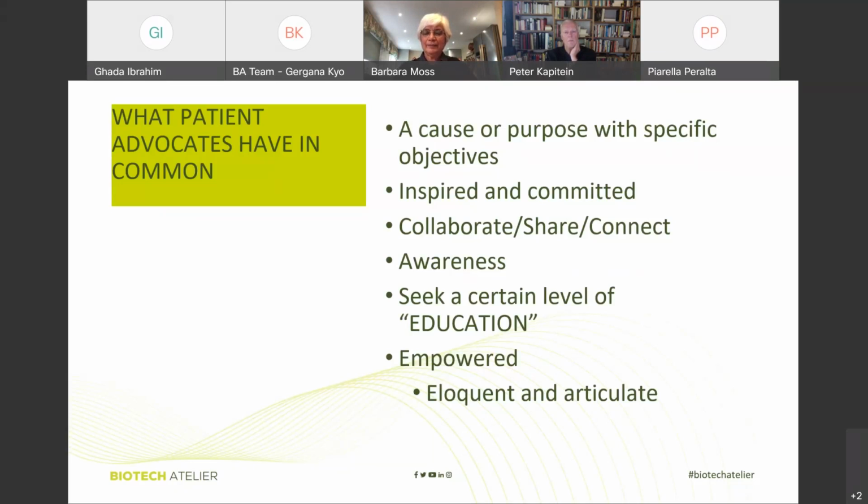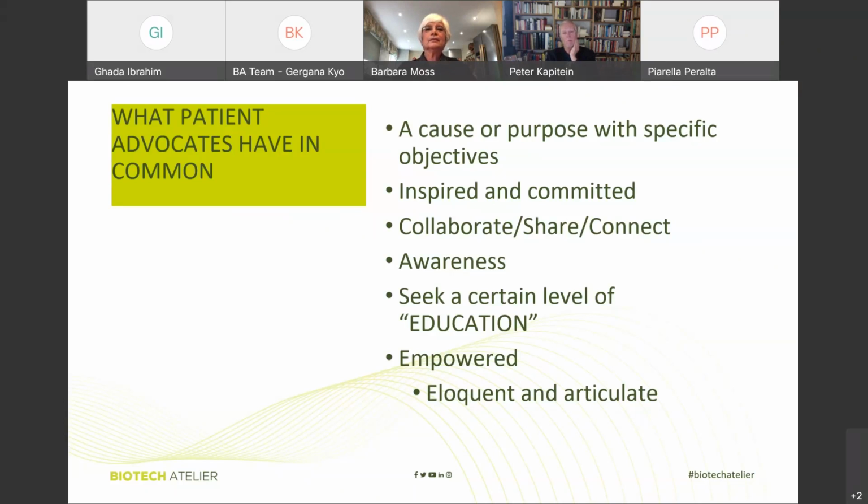And so in that, they seek a certain level of education. And I put that in quotation marks because we will talk about that later. And through education, they become empowered. And when I say they, I mean we and me and I. So being empowered gives you leverage to become more eloquent, more articulate, to be able to articulate a narrative that is important for meaningful dialogue.